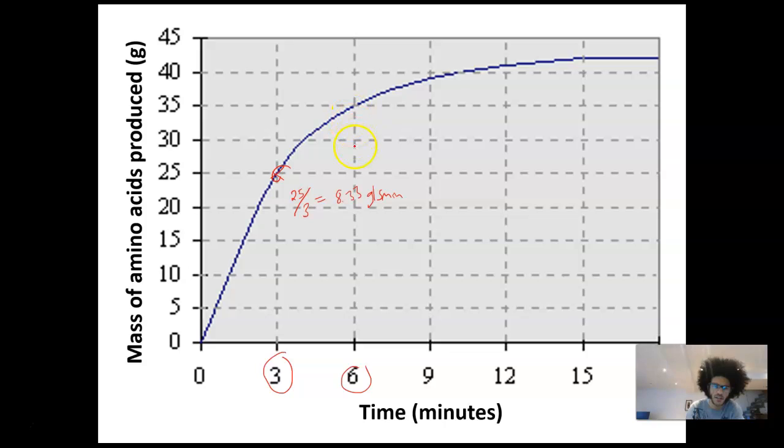If I did it at 6 minutes, I'd go up to the 6 minute point, which is here, and that corresponds to 35. So that's 35 over 6, which would give me 5.83 grams per minute. And let's do it at 12 minutes just for the crack. At 12 minutes, that's around maybe 41, 42, let's say 41. So it's 41 divided by 12, and that gives me 3.42 grams per minute.